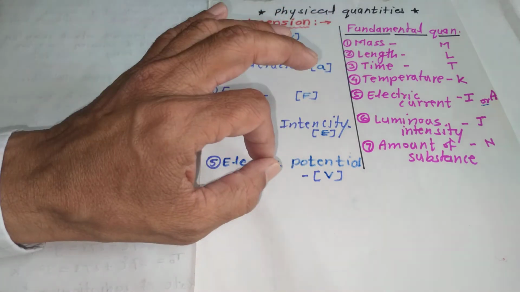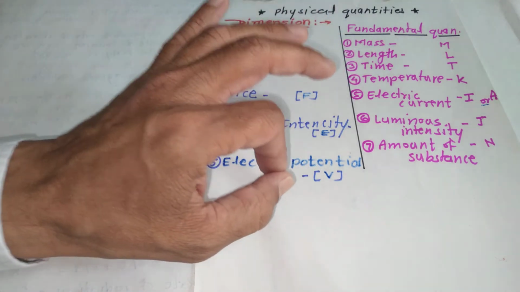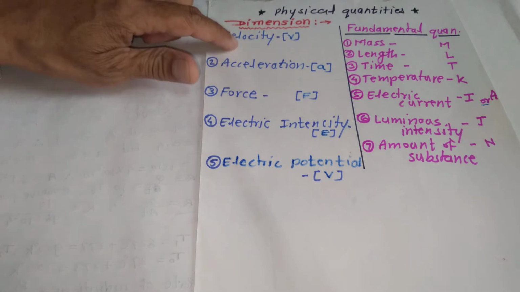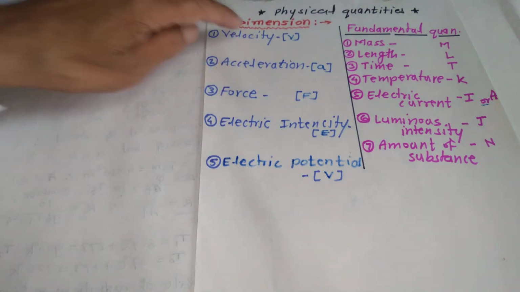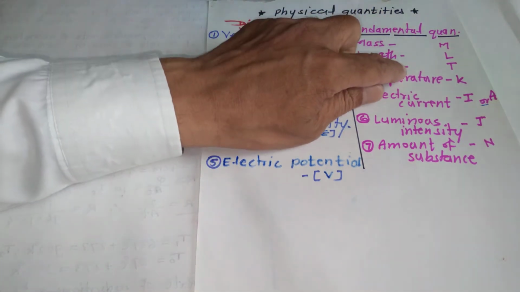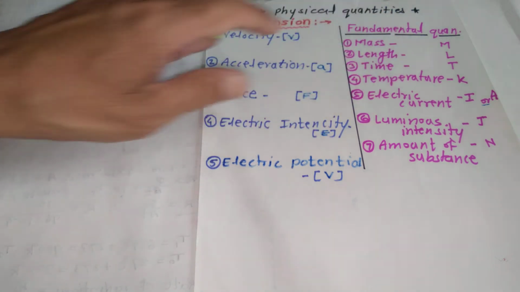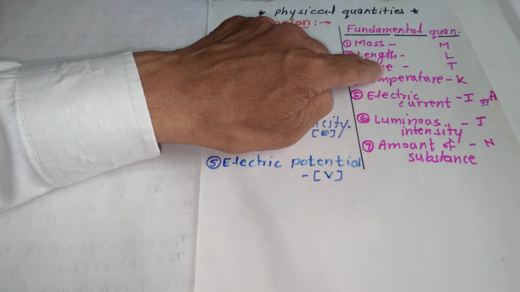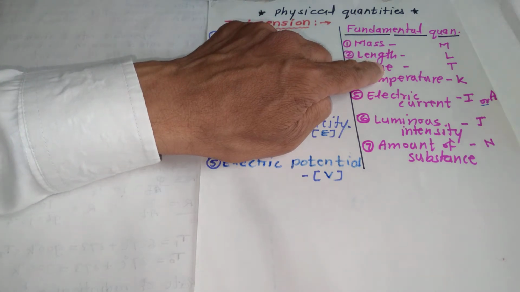So let me begin. Dimension means what? Actually, whenever you are expressing a certain given quantity, just like velocity, acceleration, force, these given quantities depend upon the fundamental quantities. The dependence of this quantity on the fundamental quantity is expressed, is given in terms of dimension.